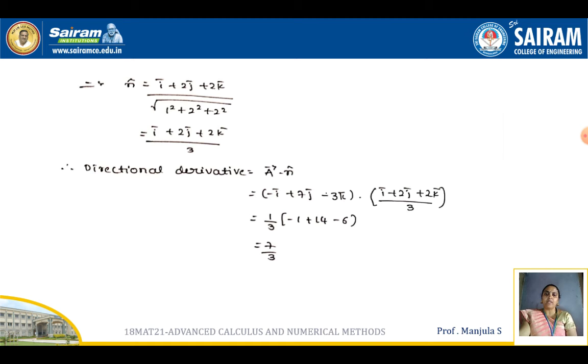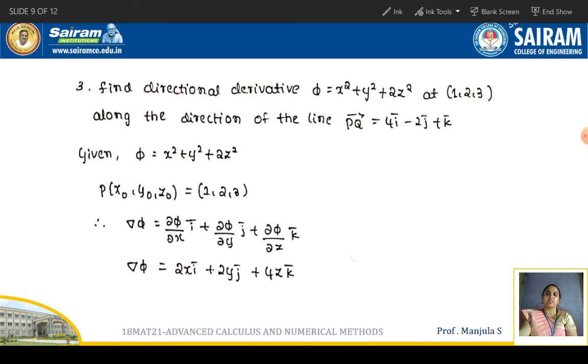The obtained vector A is minus i cap plus 7j cap minus 3k cap, dotted with the n cap value, i cap plus 2j cap plus 2k cap divided by 3. In the numerator there are two vectors. On multiplication of those two vectors, we get minus 1 plus 14 minus 6, divided by 3. On simplification, the directional derivative value can be written as 7 by 3.